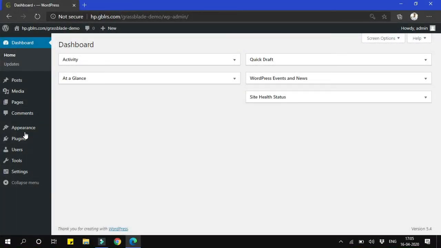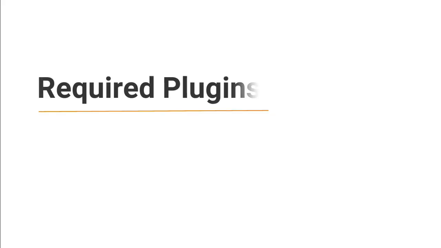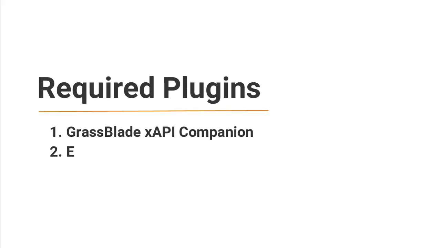To use xAPI content on LifterLMS, you need two plugins. 1. GrassBlade xAPI Companion. 2. Experience API for LifterLMS. Download both plugins and install them. Download links are given in the description.